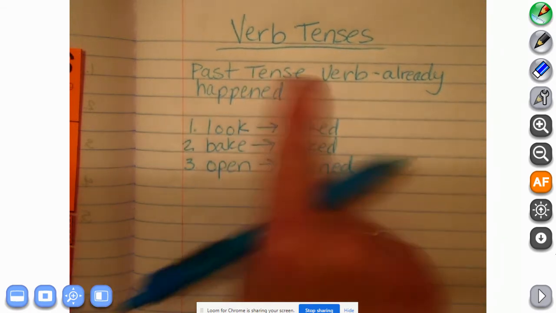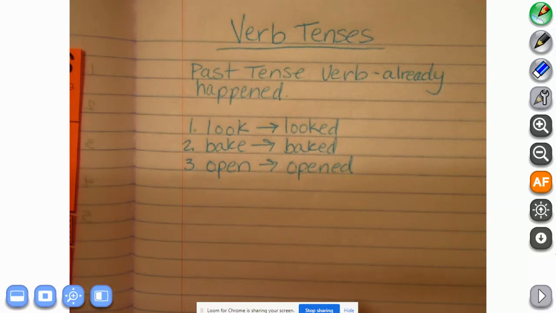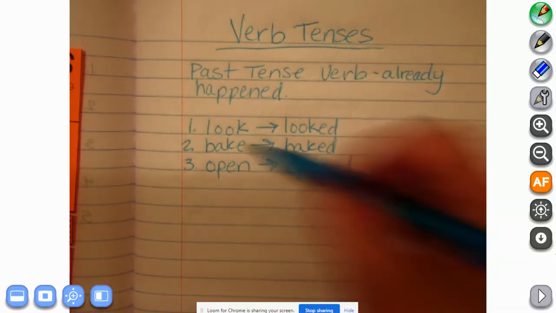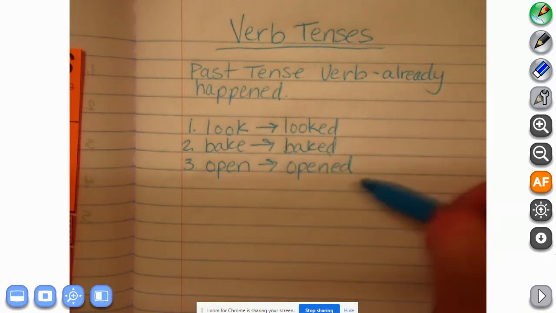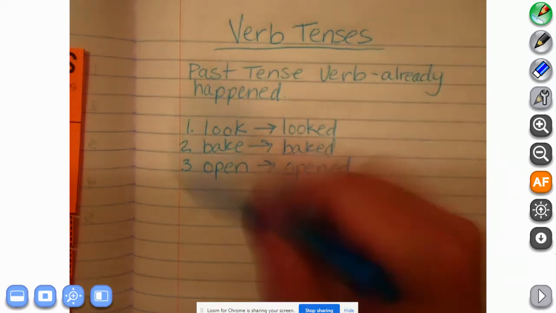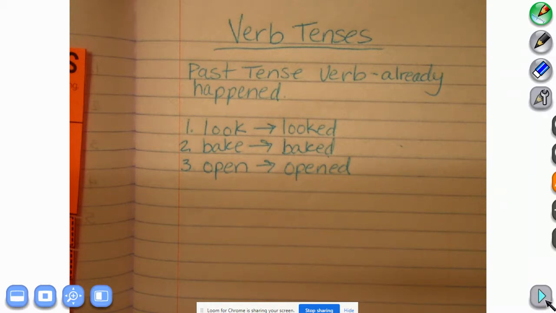Okay, so I've written verb tenses. Past tense verb means it's already happened. Okay? And then there's our example. Look becomes looked. Bake becomes baked. Open becomes opened. All right, if you would please push pause so you can get this written down in your book. It will help you so much. So go ahead and get that written down. All right, make sure you've got it paused.